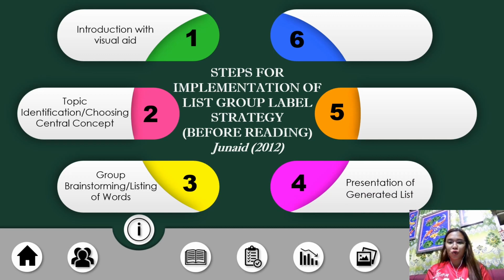So once each group has completed their brainstorming session, we collect the list of words generated by the students. Then we read aloud the compiled list, ensuring that all groups have contributed. And for the fifth step, categorizing and labeling. Students are instructed to categorize the words into different groups based on their similarities. Each category is then labeled with a title reflecting the shared characteristic of the words within it.